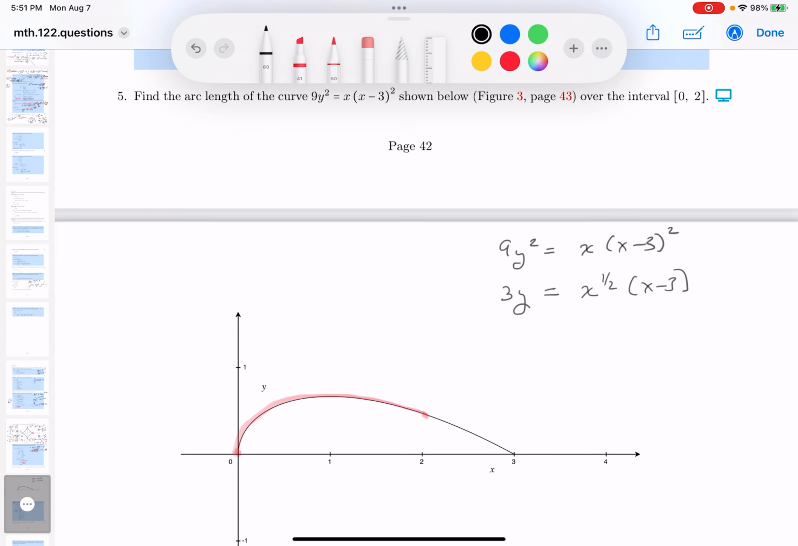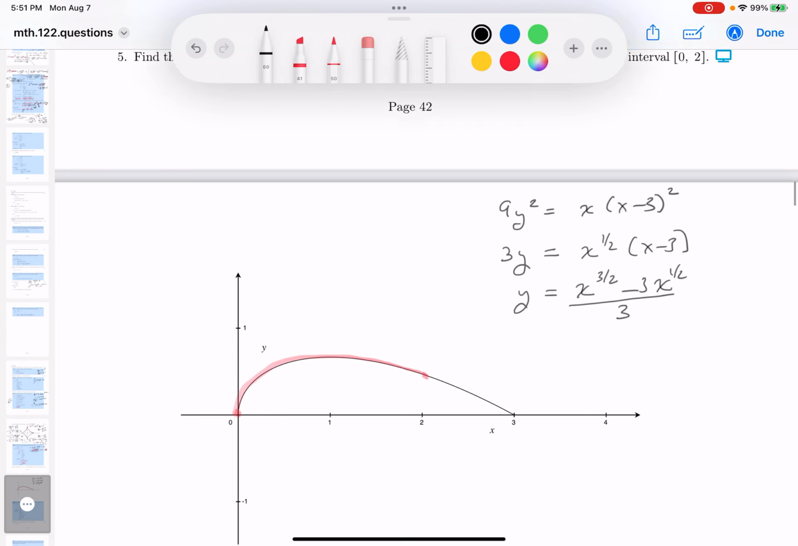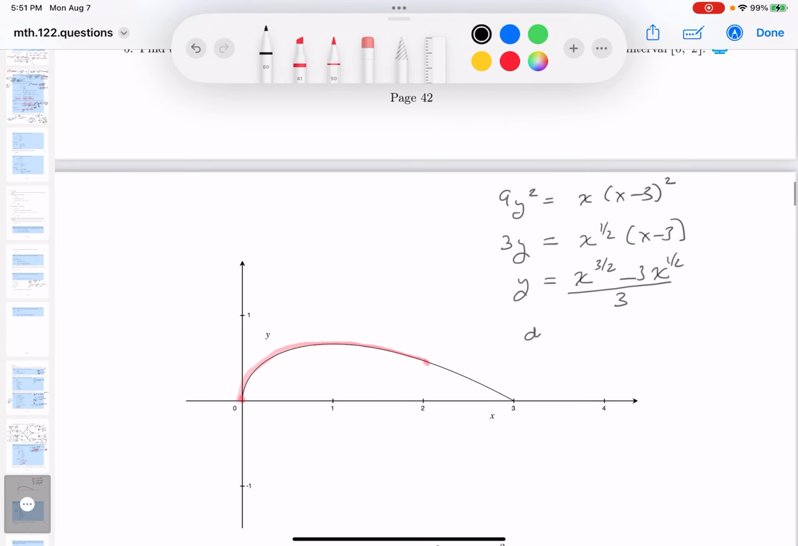I'm going to do a little more work on it. You may wonder why I'm doing this. I have to do it to take a derivative. It makes it easier for me. So it's going to be x to the 3/2 minus 3x to the 1/2 over 3. All right? So I'm going to do dy dx, and that's going to be, I definitely have a 3 in the bottom.